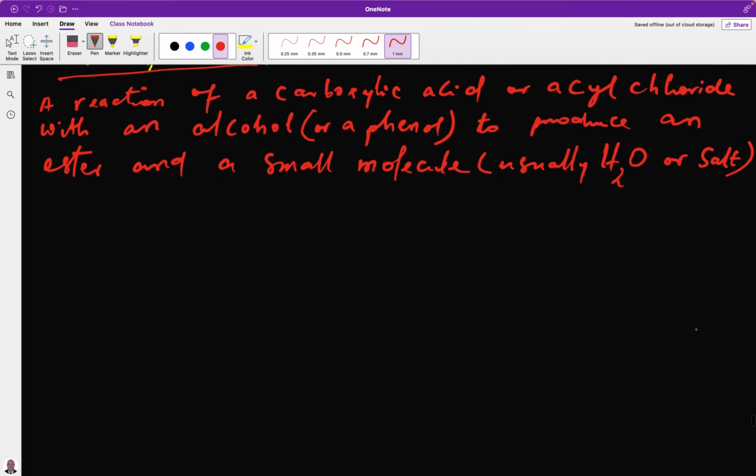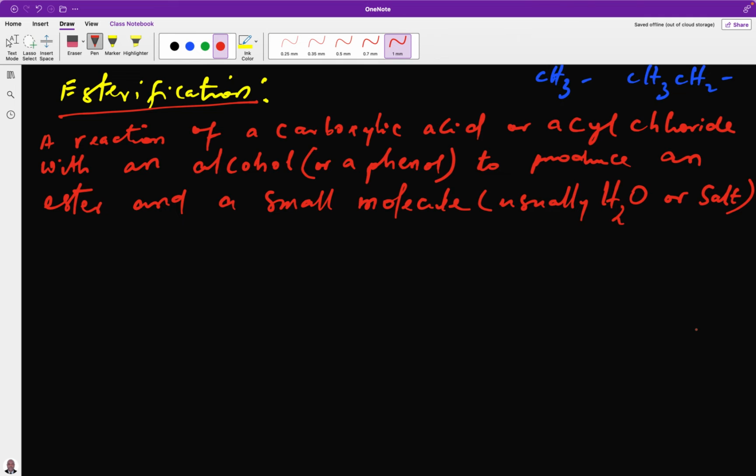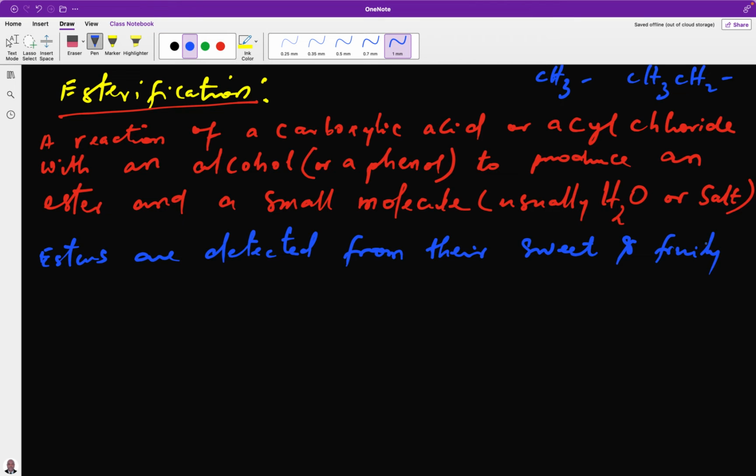It should also be recalled that esters are detected from their sweet and fruity smell. Esters are usually detected from their sweet and fruity smell.